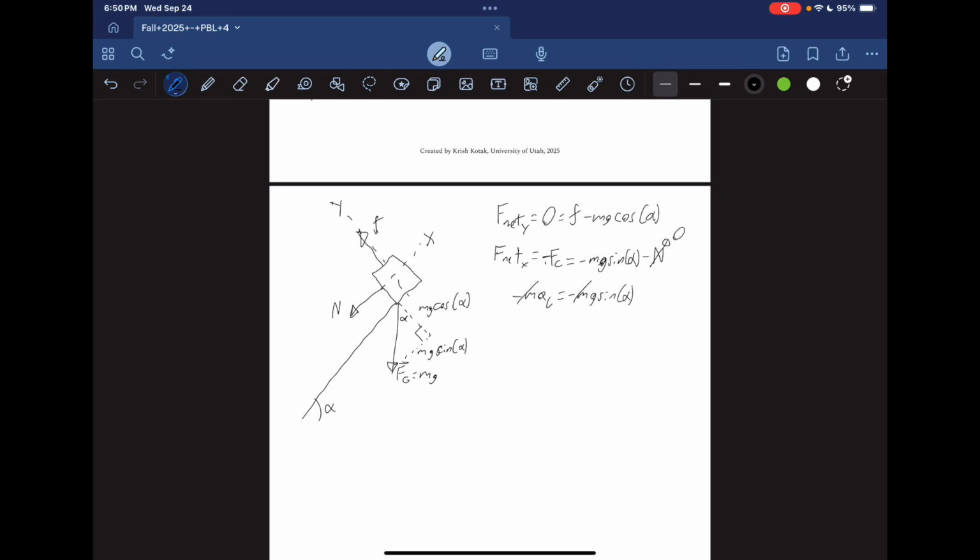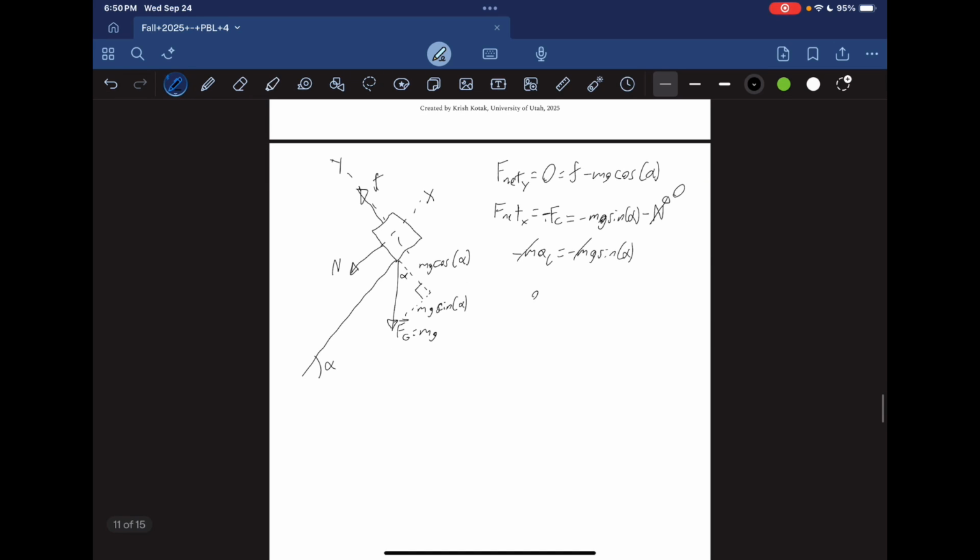We can cancel both of these negative m's, and we can just say that centripetal acceleration is equal to g sine of alpha. And these are all things that we know. G is 9.8, alpha is 80 degrees. If you plug those in, you get that a_c is equal to 9.65 meters per second squared.